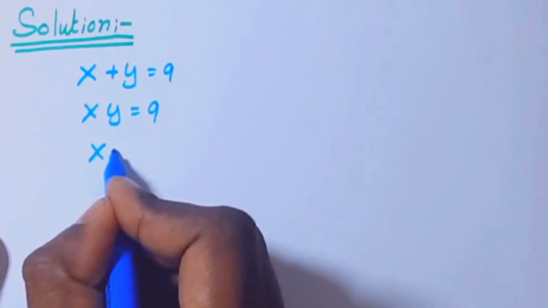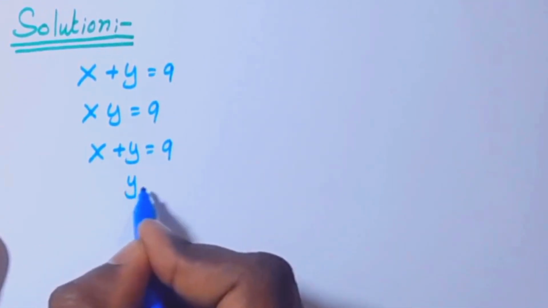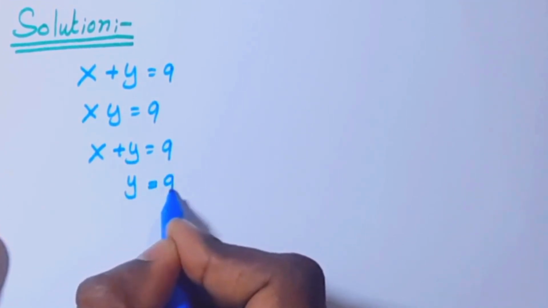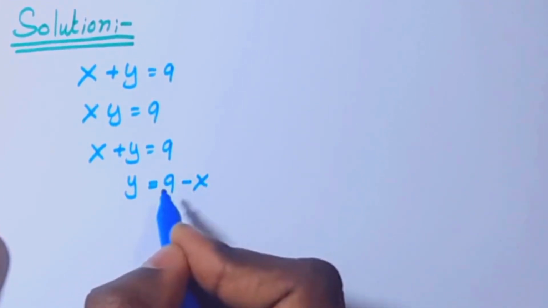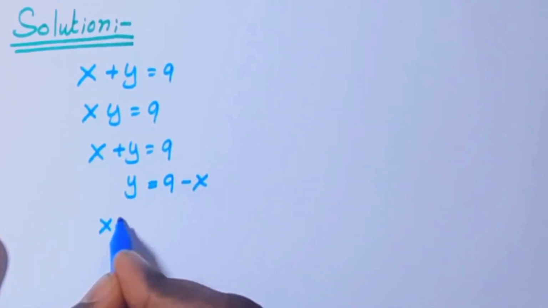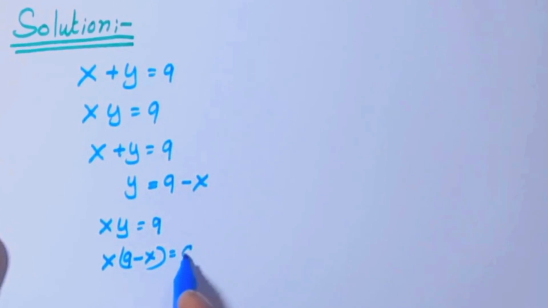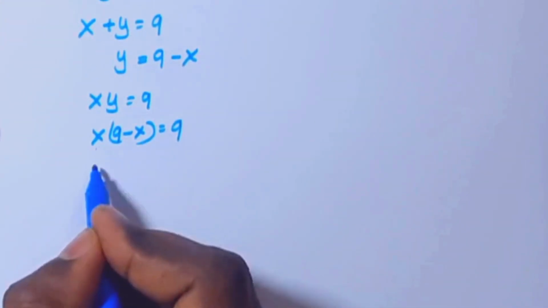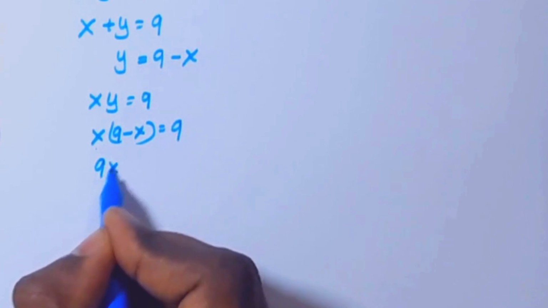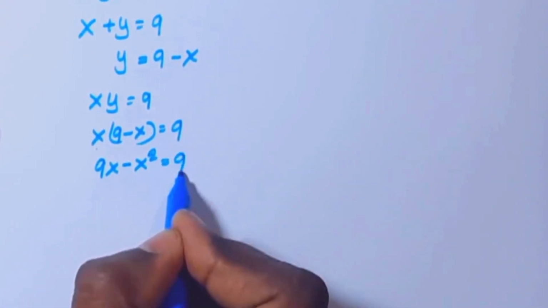From the first equation, x plus y equal to 9, we are going to find y now. y equal to 9 minus x. We are going to apply this y in equation 2, which is xy equal to 9. Now x times (9 minus x) equal to 9. Multiplying this, so 9x minus x square equal to 9.